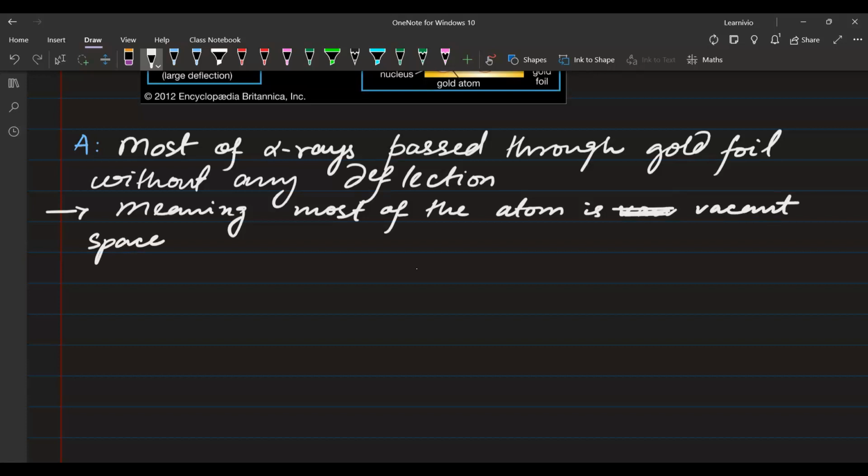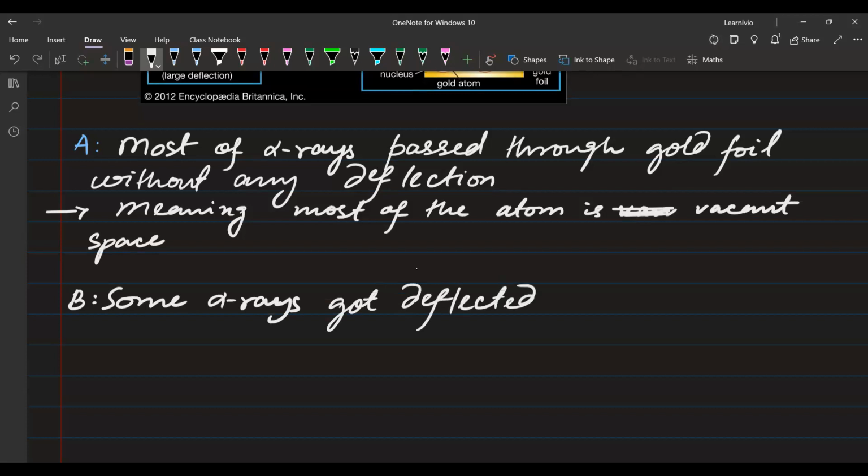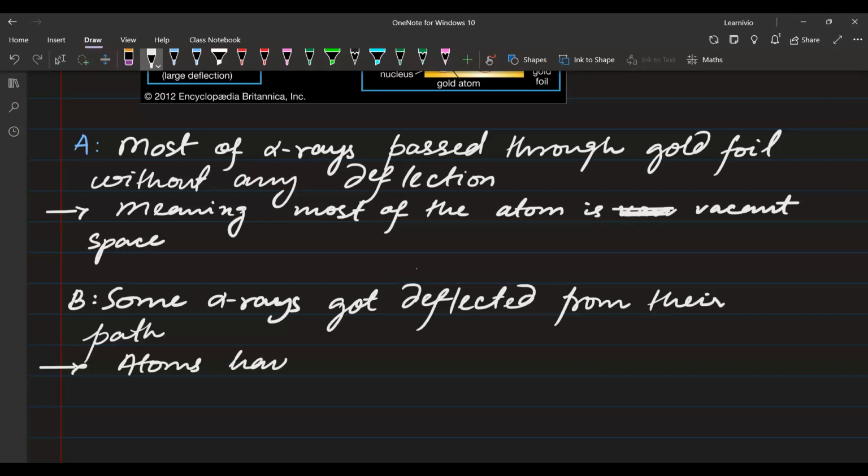At point B, what is happening? We are getting some alpha rays, right? Because it is hitting only 20 times, so we can write that some alpha rays got deflected from their path. What would this mean? This would mean atoms have a positively charged nucleus.